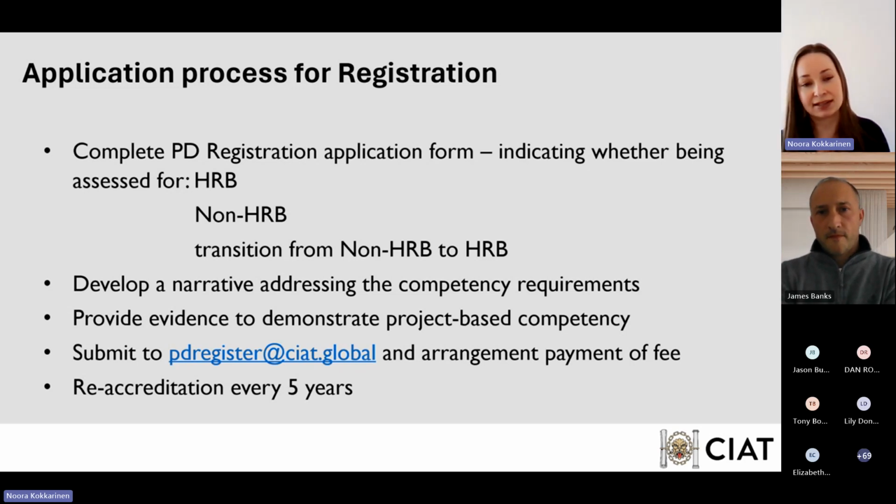And then, as James mentioned, you have to develop a narrative addressing the competencies of the framework against the experience that you have to date. So again, that can be like for like experience, or that can be comparable experience in the case of any of the gateways that might not have been completely confirmed yet. And then any applications should be submitted to pdregister@ciat.global. And then there are the different fees, which I'll talk about in the next slide. And then for reaccreditation, this will happen after 5 years.